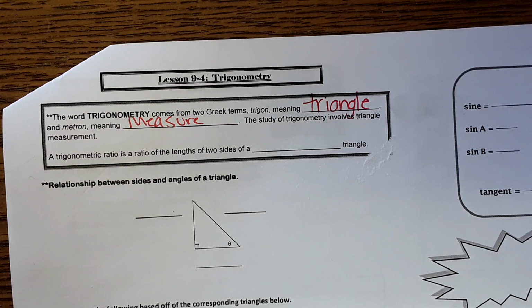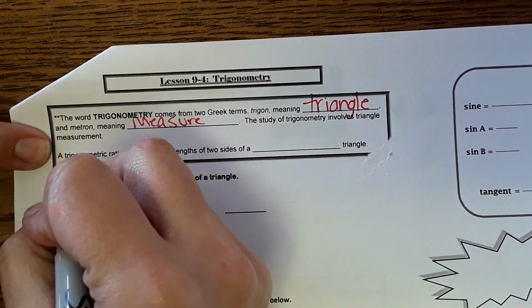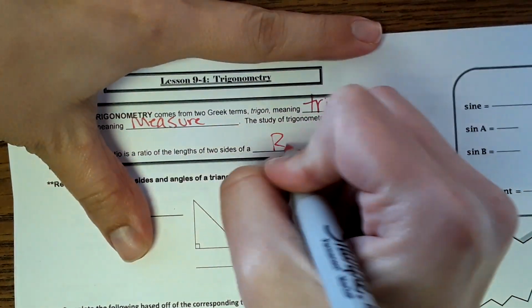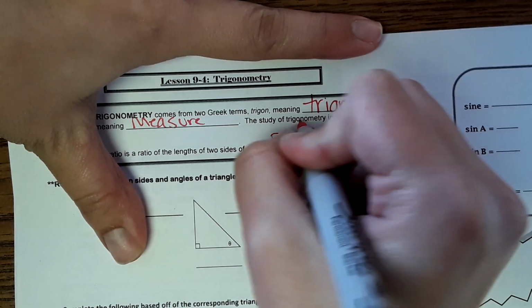In the last lesson with the special right triangles, we looked at how the sides were related through ratios, and the same is true for all right triangles. So a trigonometric ratio is a ratio of the length of two sides of a right triangle. It has to be a right triangle for this method to work.